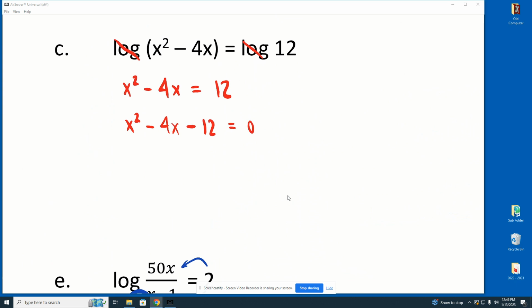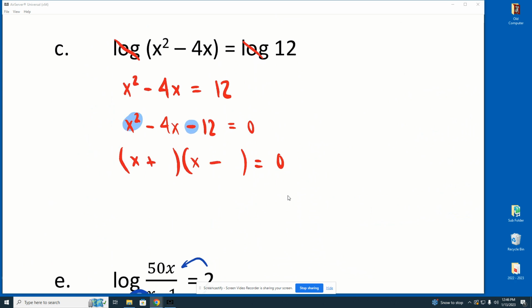All right, so we're going to factor this trinomial into what? Two binomials. So here we go. What will multiply to get x squared? X and x. What will multiply to get a negative?